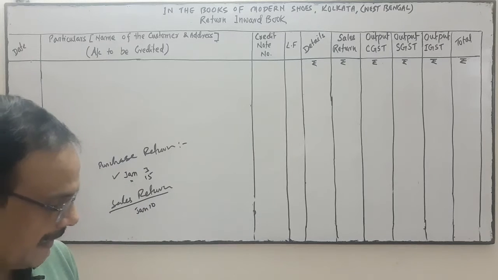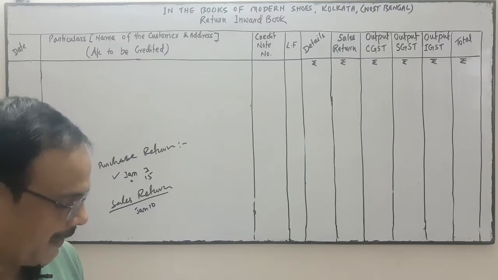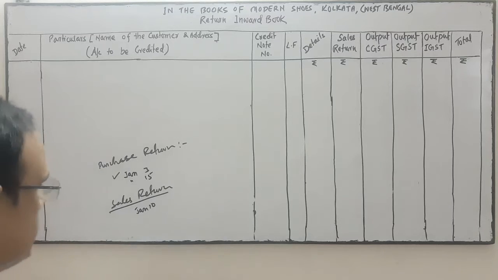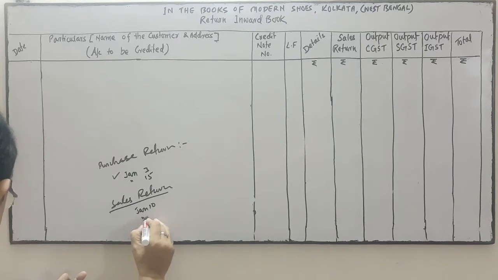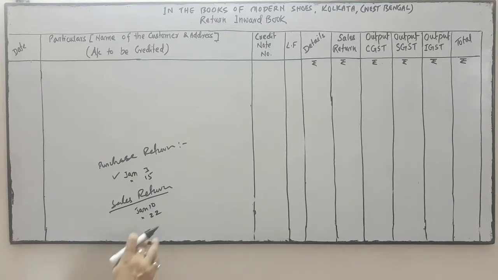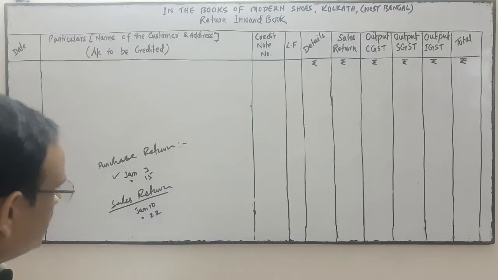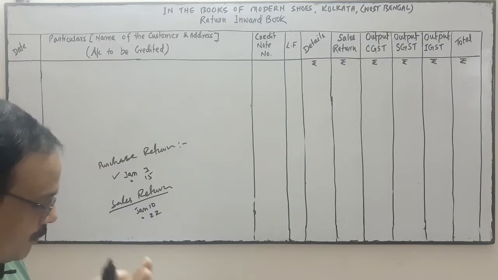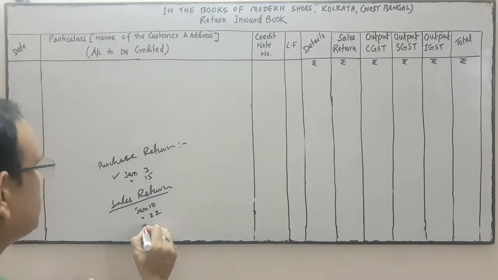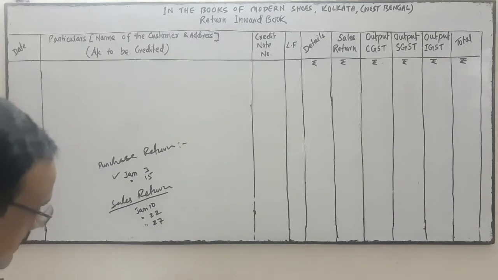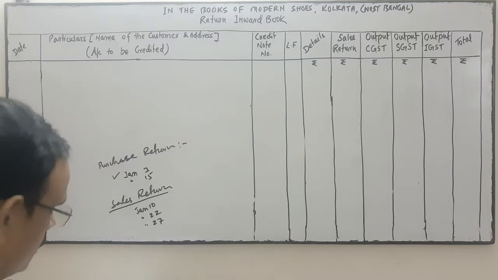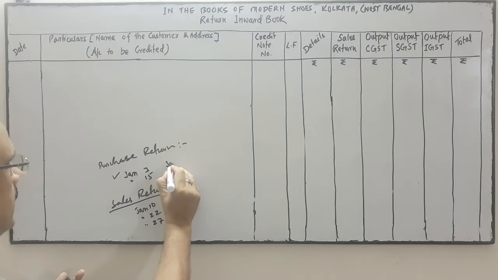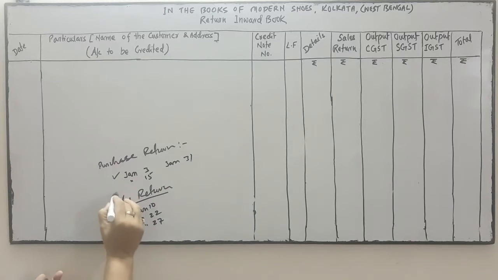Next is on 22nd, Pratap Footwear Patna return to us. It's a sales return. So the January 22 transaction will be recorded in the sales return. Thereafter, on 27, Manoj Shoes Company Kolkata return to us. This is also sales return. 31st January return to Liberty Shoes. So it's a purchase return. So 3 are in the purchase return, 3 are in the sales return.